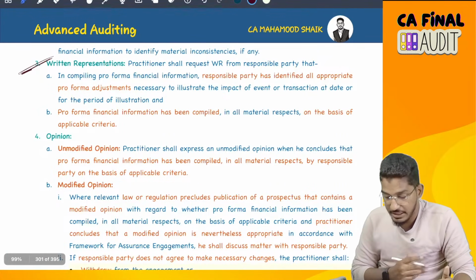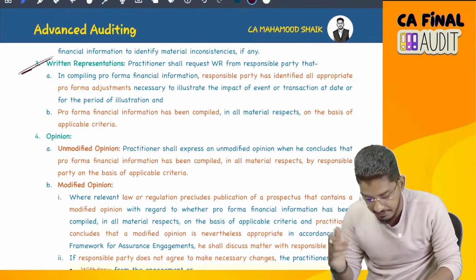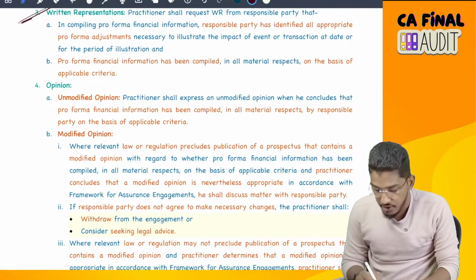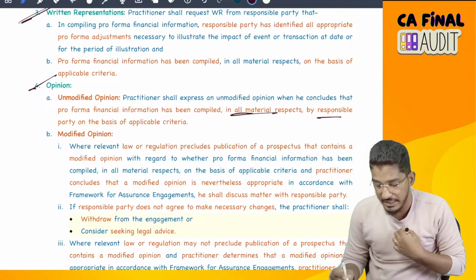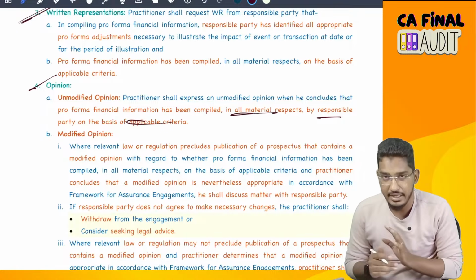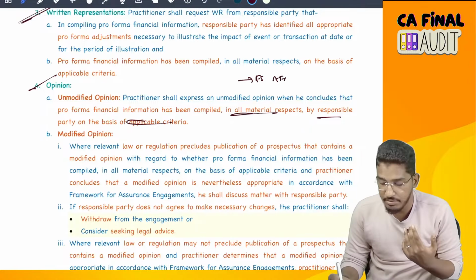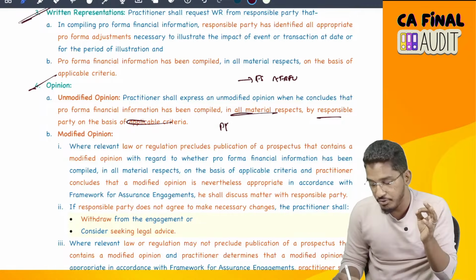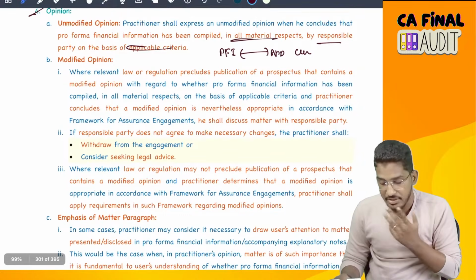You will also obtain written representations, like the way we obtain written representations in the audit. We need to obtain written representations in this case also. Then finally you will give the opinion. If you are satisfied that the pro forma financial information has been compiled in all material respects by the responsible party on the basis of applicable criteria, basically like an audit, if you are satisfied that financial statements are prepared as per the applicable financial reporting framework, we give an unmodified opinion. On the same lines, if you find that the pro forma financial information is prepared as per applicable criteria, then also you will give an unmodified opinion. Then comes the next, modified opinion.